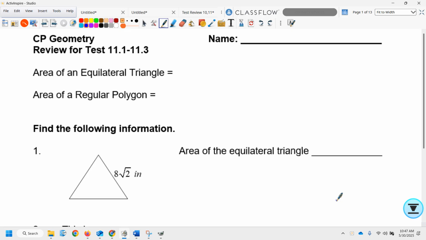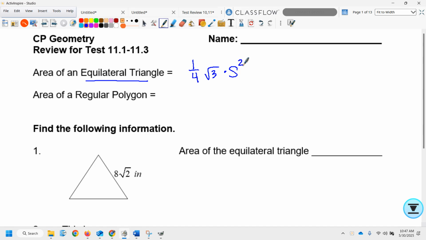All right, so the first thing you want to make sure that you know are the formulas. The formula for area of an equilateral triangle is a new formula. So what you do is you take 1/4 times √3. Make sure you close off that parenthesis before you multiply by the side of the triangle squared, whatever the side is squared. Okay, that's the formula.